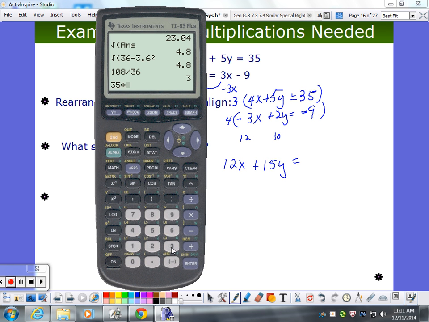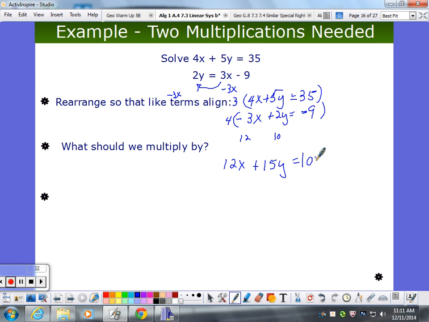Too lazy to try to do that. 25? Is that what we're getting? And now this by 4. Negative 12x plus 4 times 8y equals 4 times negative 9. That's a negative 36. I got my opposites. Oh, yes, add them and solve.